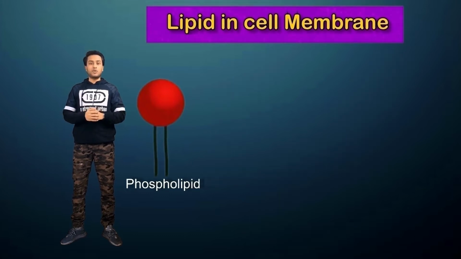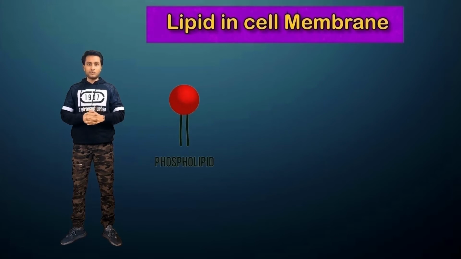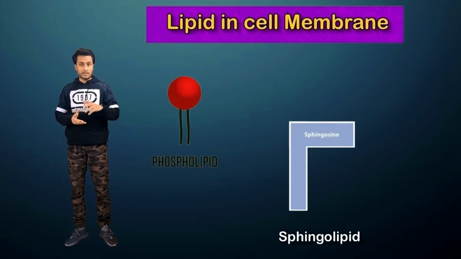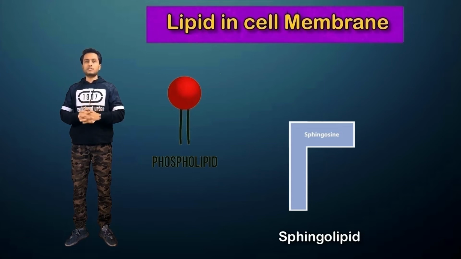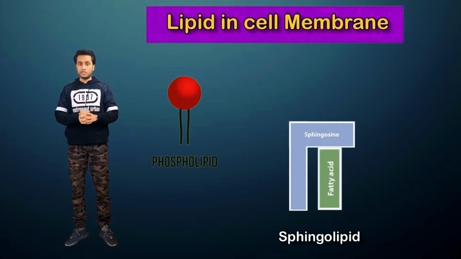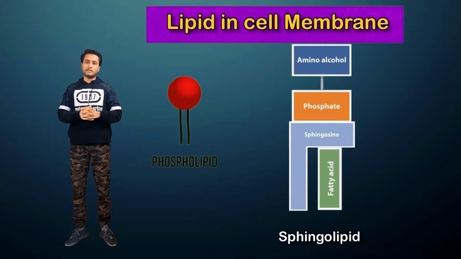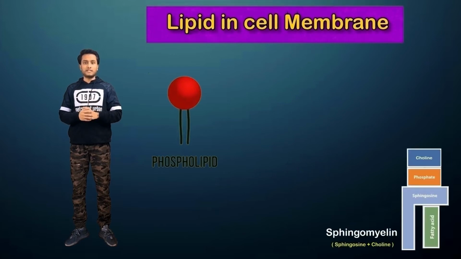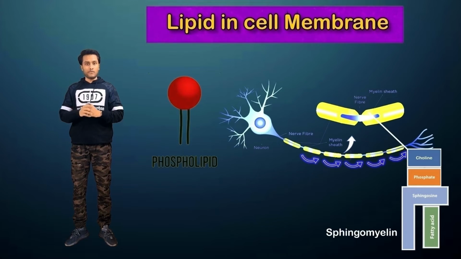Another class of phospholipid which is important to know is sphingolipid. Here the backbone is sphingosine rather than glycerol. Sphingosine is a long acyl chain with one amino group and two head groups at the other end. We are discussing this because, like glycerol lipids, sphingolipids are also present in the cell membrane in a major portion. For example, sphingomyelin is a type of sphingolipid that is present in the myelin sheath of neurons.